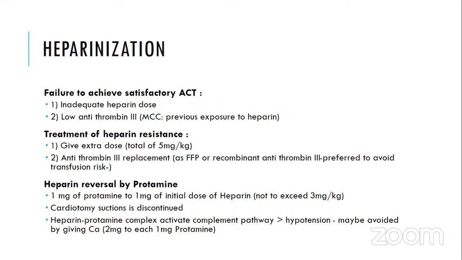Heparin reversal by protamine: 1 milligram of protamine to 1 milligram of initial dose of heparin, and cardiotomy. After protamine injection, cardiotomy suction is discontinued. Heparin-protamine complex activation pathway may cause hypotension, which may be avoided by giving calcium.